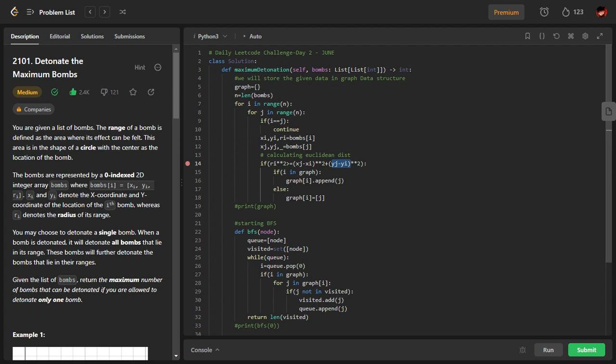Now I am going to check if this distance is less than or equal to the radius square or not, the square of the blast radius. If it is less than that, that means my ith bomb will explode the jth bomb. That is the basic idea.